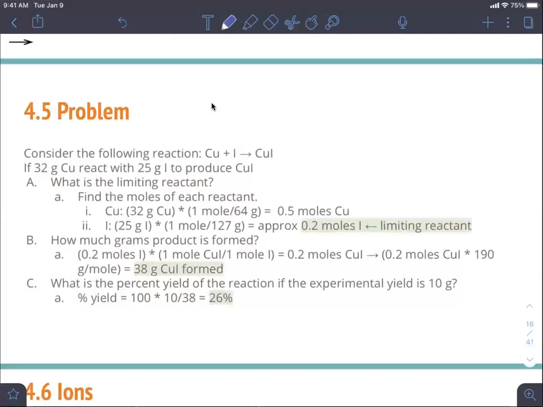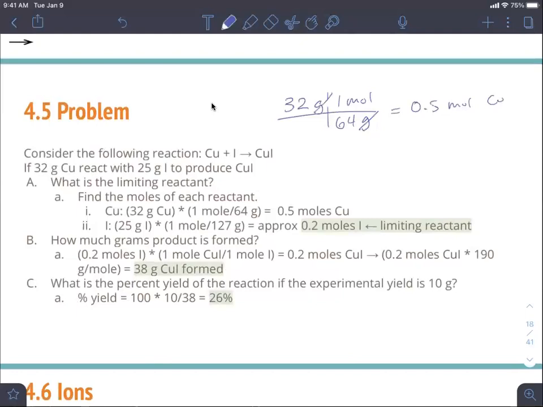The stoichiometry is written out here, but I'll write it out here as well, so we can clearly see what's actually going on. To find the limiting reactant, we have to find the moles of each reactant in order to compare them. So 32 grams of copper, 1 mole of copper is 64 grams. So that is half a mole of copper. Just as a reminder, keep track of units, you can just cross them out. That's what I do just to make it really easy for myself, but of course, you don't have to.